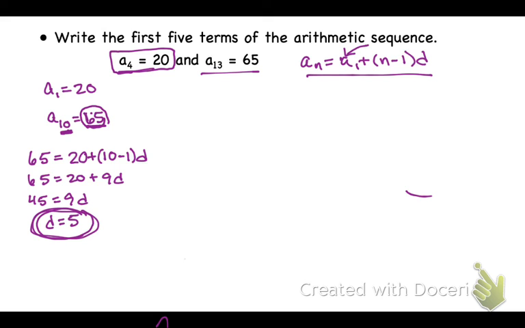So what's a sub n? Well, they opted for this one. 20 equals, and we need a sub 1, that's what we're going for, right? Plus, what's n? 20. Nope. N is 4, a sub 4, minus 1 times 5. The difference is 5. So 4 minus 1 is 3, times 5 is 15.